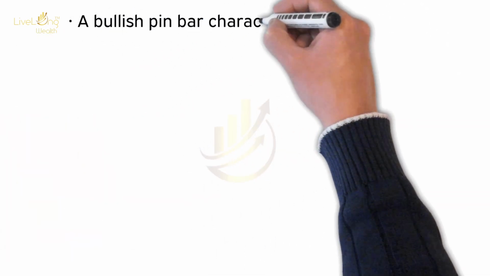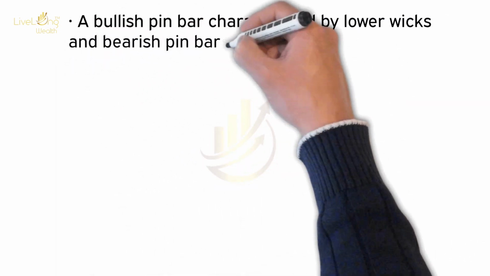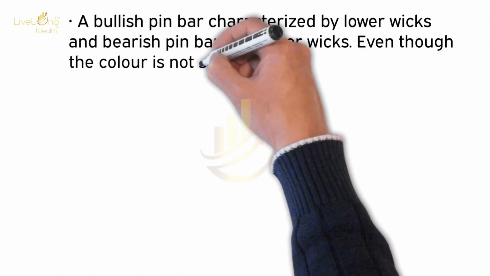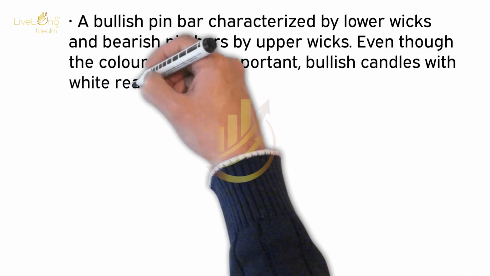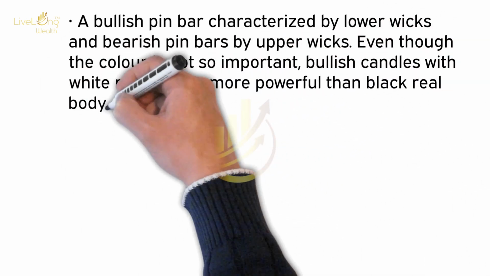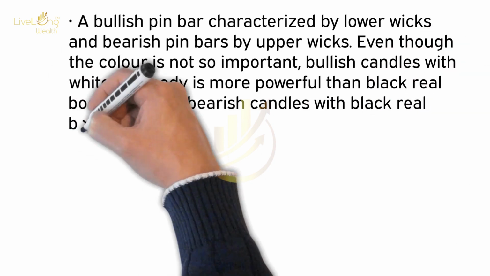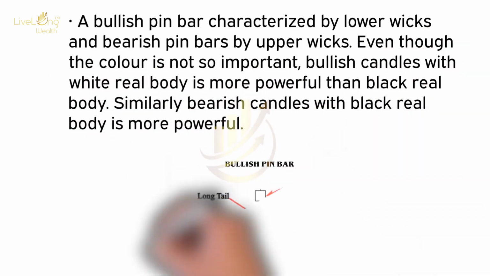A bullish pin bar is characterized by a lower wick and a bearish pin bar by an upper wick. Even though the color is not so important, bullish candles with a white real body are more powerful than those with a black real body. Similarly, bearish candles with a black real body are more powerful.